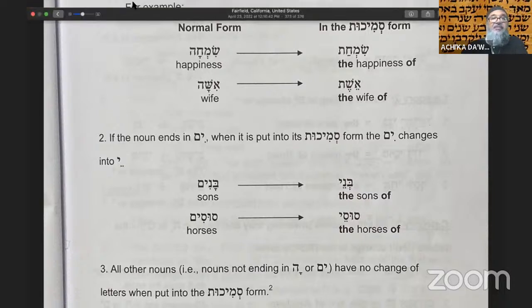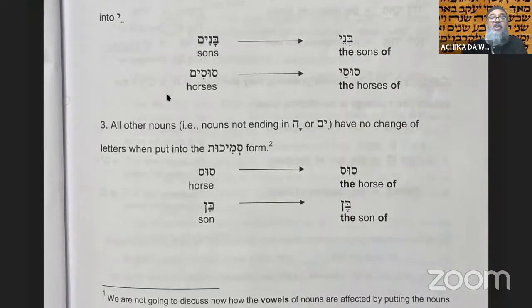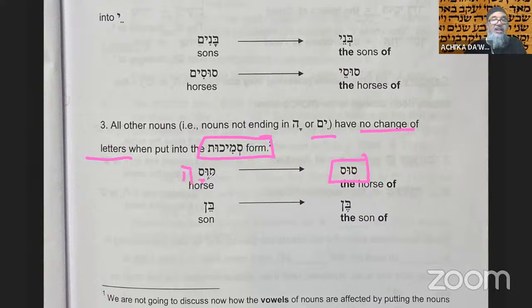Some nouns don't have an ending on them. So for example, all the other nouns that don't have a feminine or a masculine ending, that don't come with the ha or don't come with the m, you're not supposed to change any of their letters. They don't need to be changed when you put them in a semi-coup form. So what does it mean? If it's a regular horse by itself and it doesn't have a susa on it, like a female horse, a susa, it'd be here and it'd be a susa. If it doesn't have that, you don't have to change it.